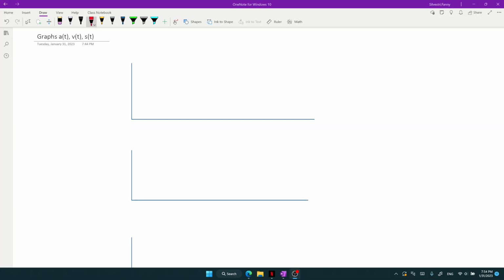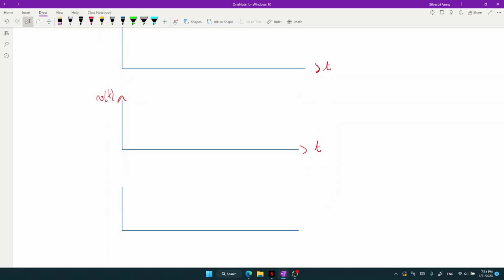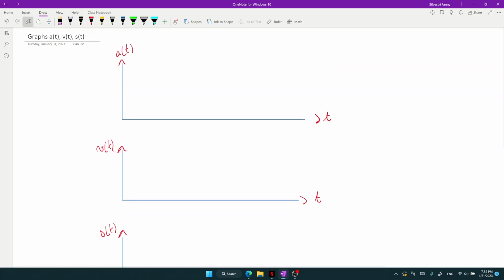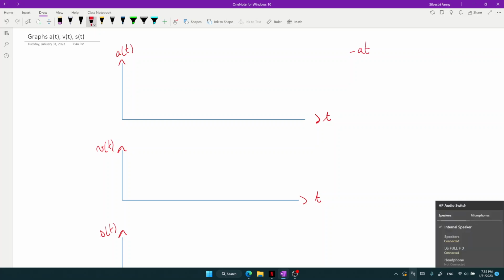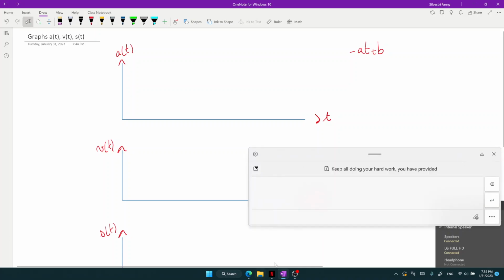So on the first graph we have a of t as a function of t. This one will be for v of t as a function of t. And the last one will be s of t, so the position of the car as a function of t. For a of t, the first equation looks like minus at plus b. I don't do it with special data, just something like this.